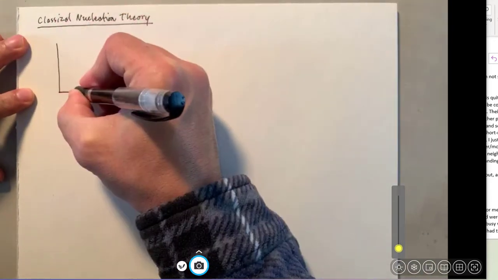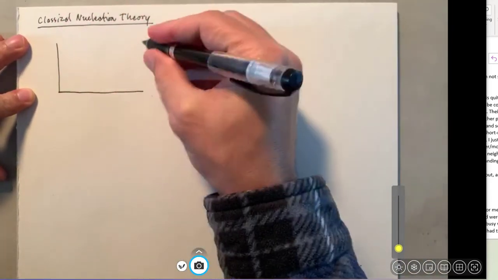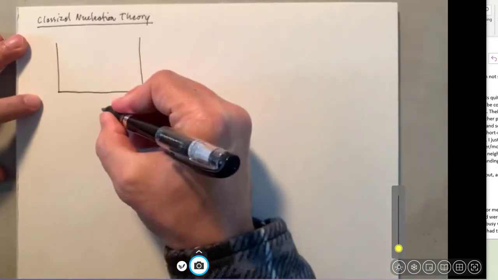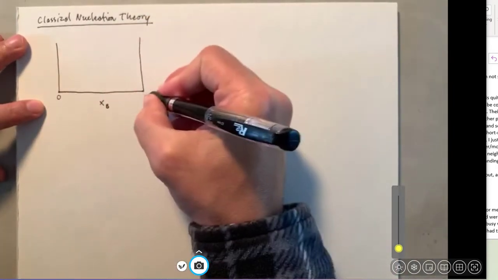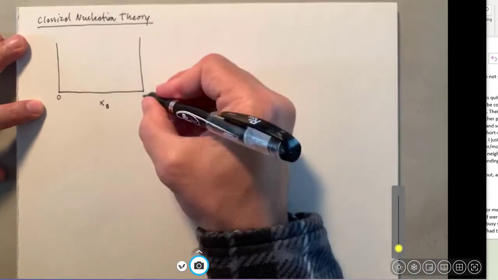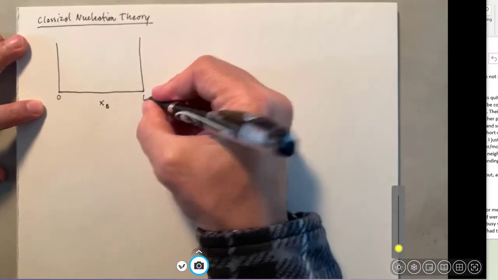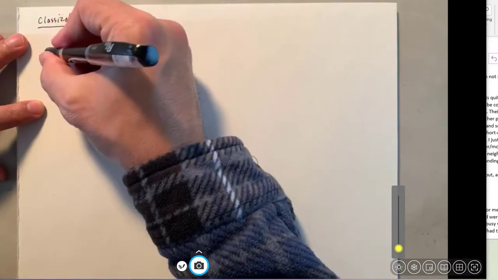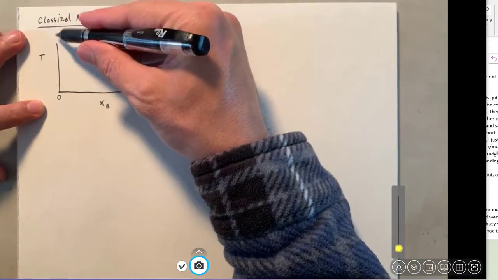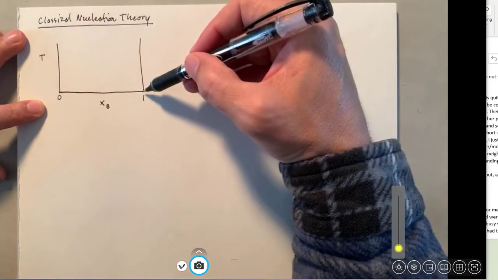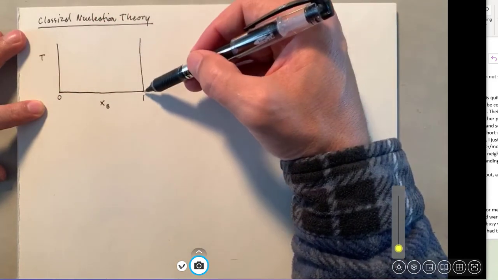two-component systems. Okay, so if I start with a phase diagram, let's consider a case where we have components A and B. And so if I plot the mole fraction of species B from 0 to 1, and on this axis I'm going to have temperature. Over here at 0 we have pure component A up and down this line. Over here at 1 we have pure component B.